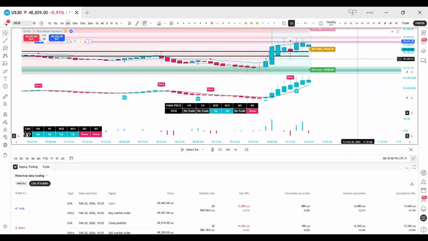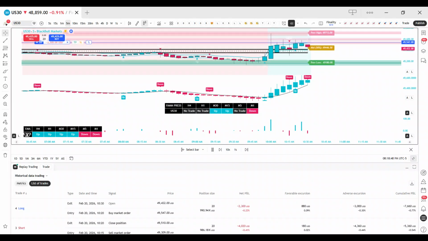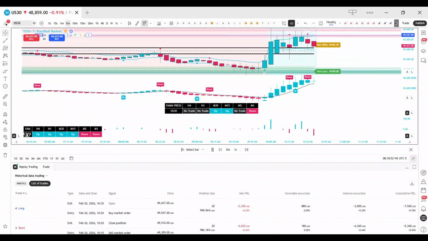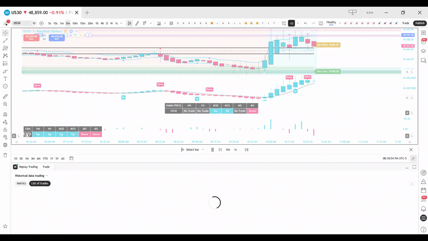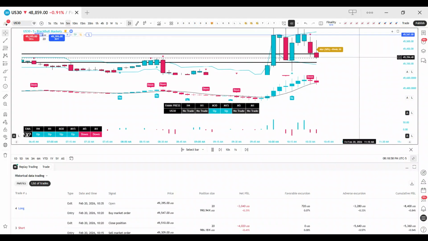So do not buy into these. Do not buy into the highs. You look to buy from the lows, at a discounted price. You look to sell from these highs. But this will show you how strong these things really are.